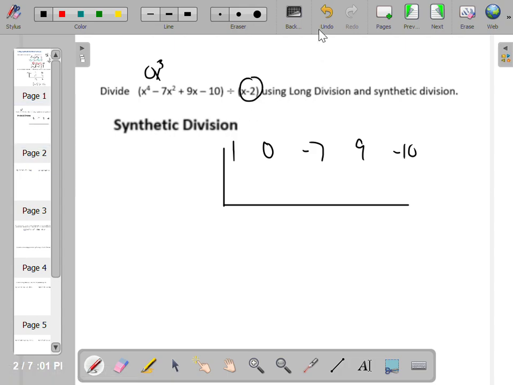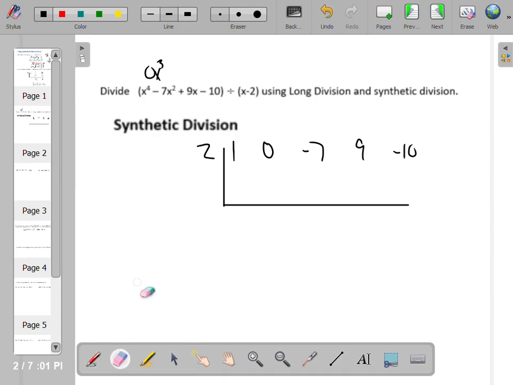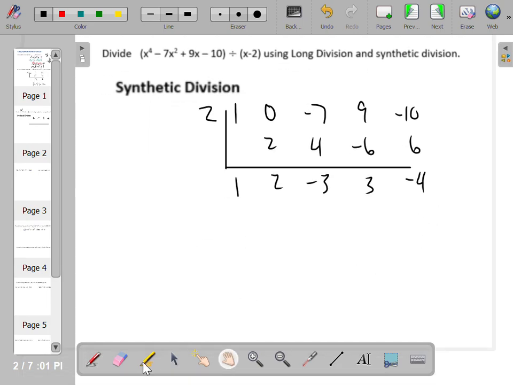So if x minus 2 is a factor, the most important thing you realize is that you're testing positive 2 to see if positive 2 is a 0. So we're going to do synthetic division, and we're going to say 1 comes down, 2 times 1 is 2, add it up, 4, negative 3, negative 6, 3, 6, negative 4. So if you plug in positive 2, you will get negative 4, and you can check that on your calculator with direct substitution.